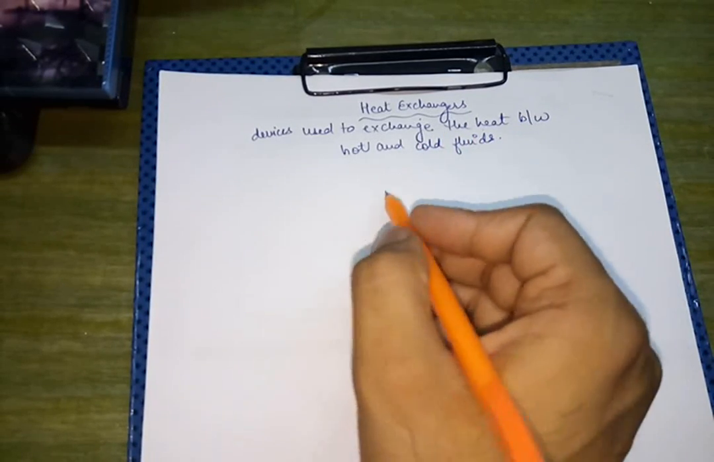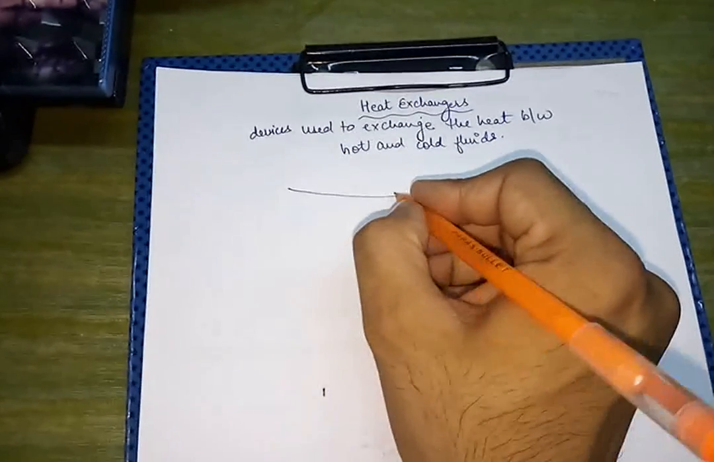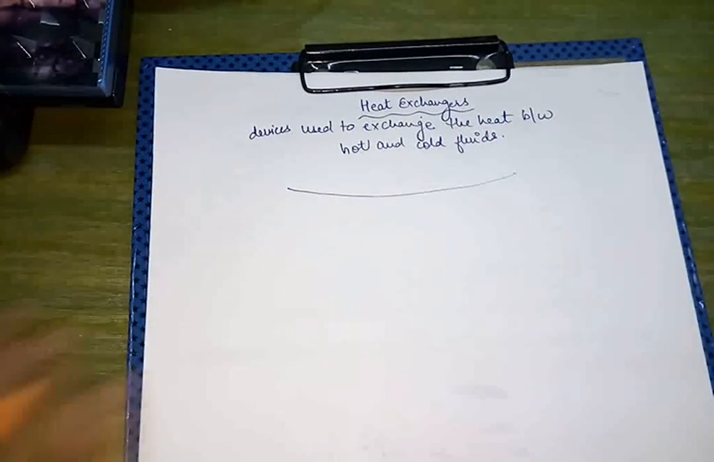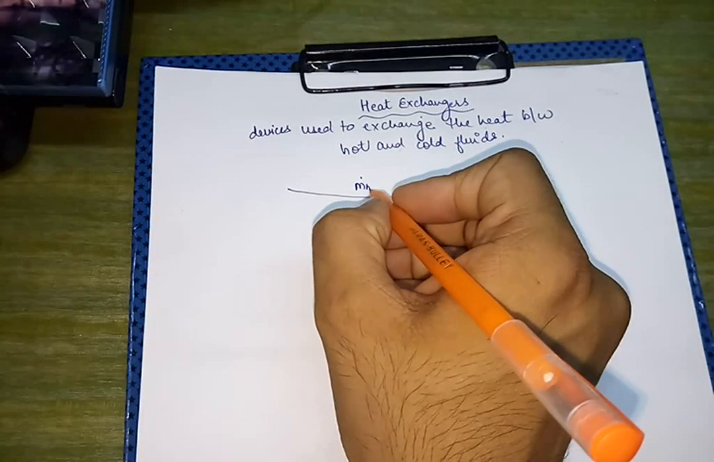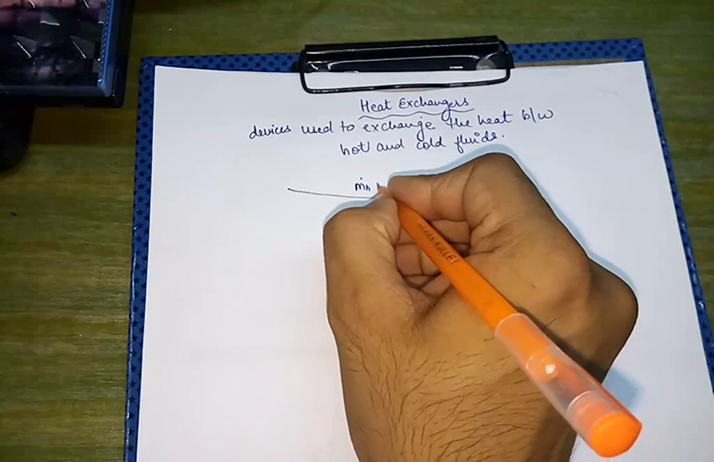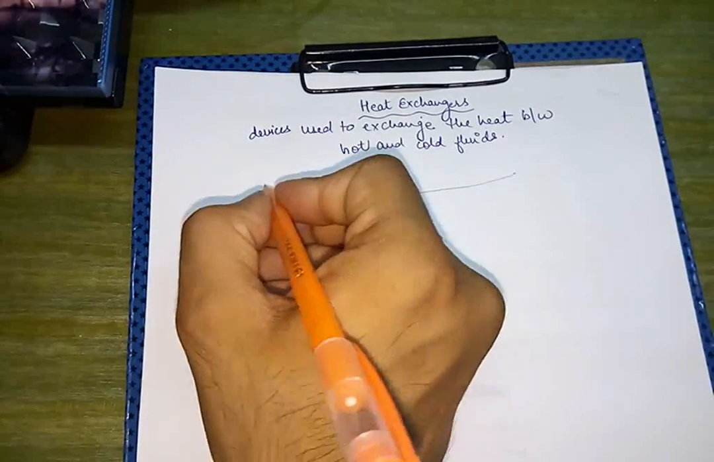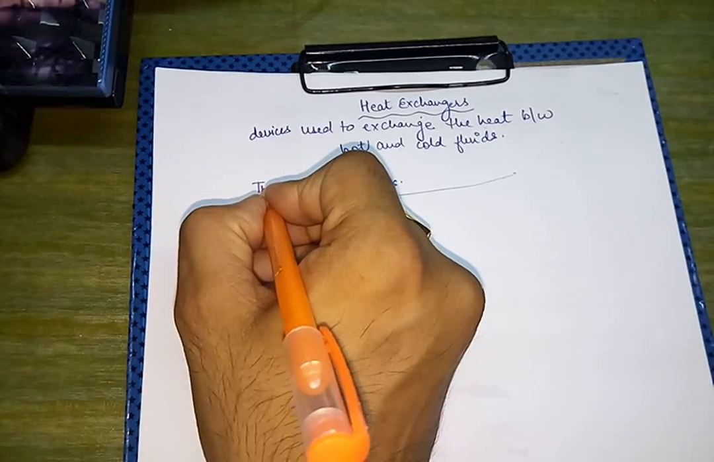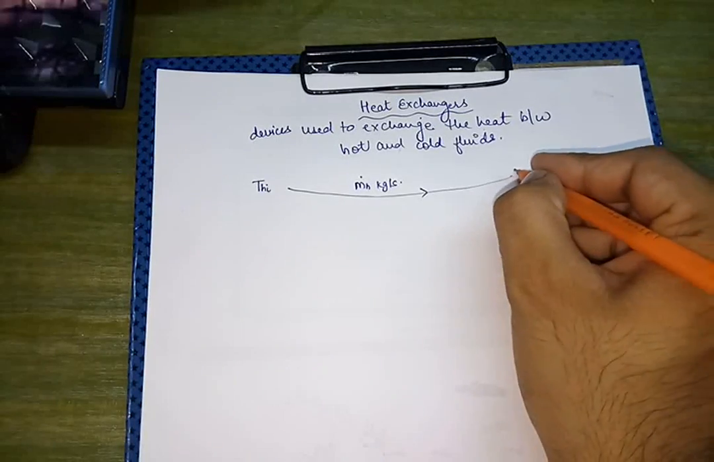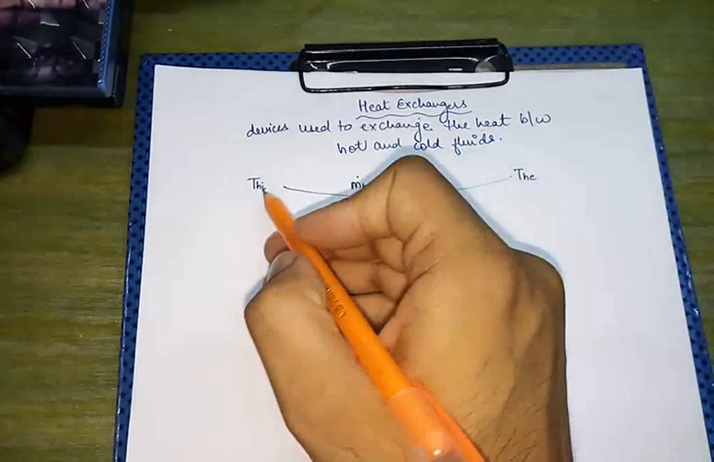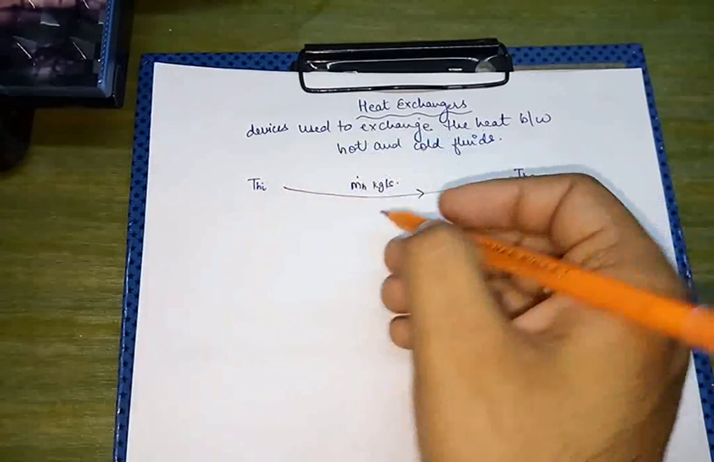For example, we have a pipe in which there is hot substance which is flowing, such that the mass flow rate of the hot substance is m dot h. H stands for hot substance, kg per second. Okay, such that the inlet temperature of this hot fluid is Thi, and the exit temperature of this fluid is Th exit. I stands for inlet, E stands for exit, H stands for hot fluid.